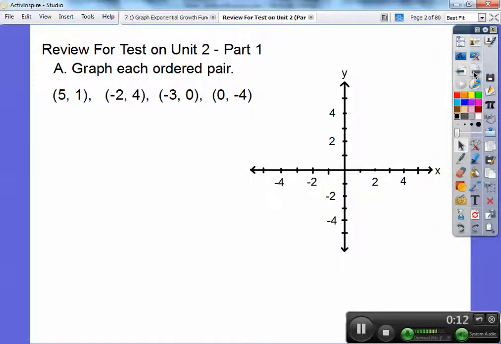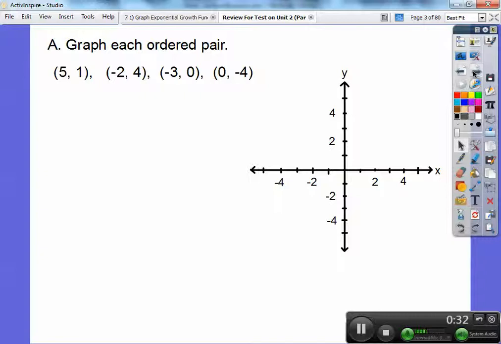Let's go ahead and graph each ordered pair. We're going to graph 5, 1: to the right 5, up 1. This one's going to be to the left 2, up 4. To the left 3, up 0, and then to the right 0, down 4. I think I said those right. I know I got them graphed right anyway, so I just moved it up right there.